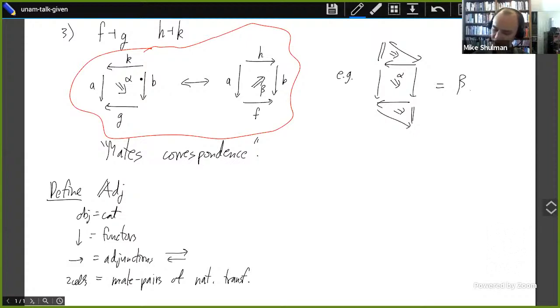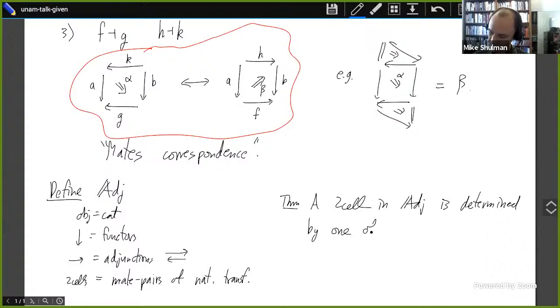So in other words, if I have functors going up and down and adjunctions going left and right, then there's this bijection between two cells and one or the other. Given an alpha, I can construct a unique beta, and given a beta, I can construct a unique alpha. And then this bijection can be expressed as a theorem that, say, a two cell in this double category is determined uniquely by one of its components. That's one way of phrasing this theorem.